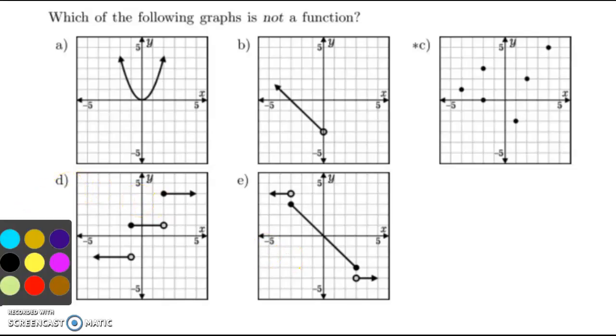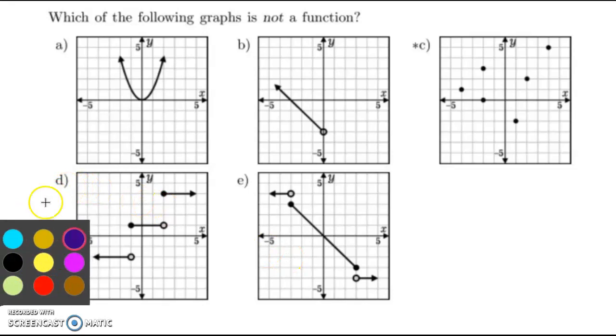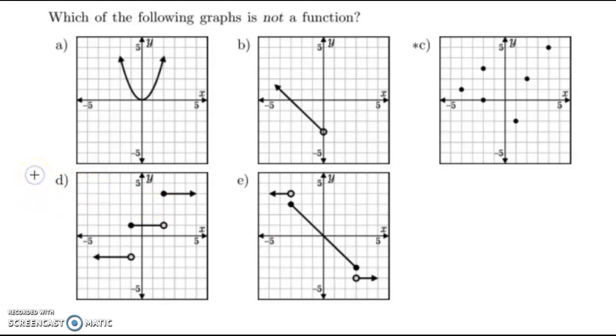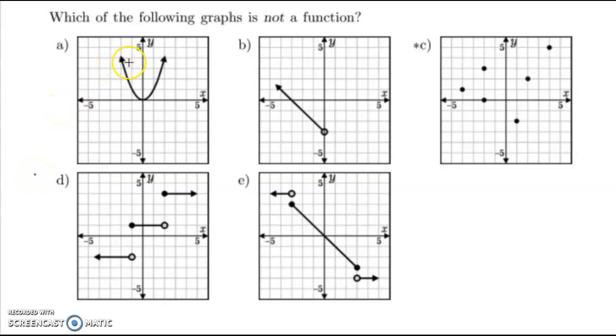But in order to figure out whether it is a function or not, we have to do what's called the vertical line test. To do the vertical line test, I'm just going to start here with A, and remember we're looking for the one that's not a function. And I'm going to draw some vertical lines going through this graph. Oh gee, my vertical lines aren't very vertical, but you're getting the picture here.